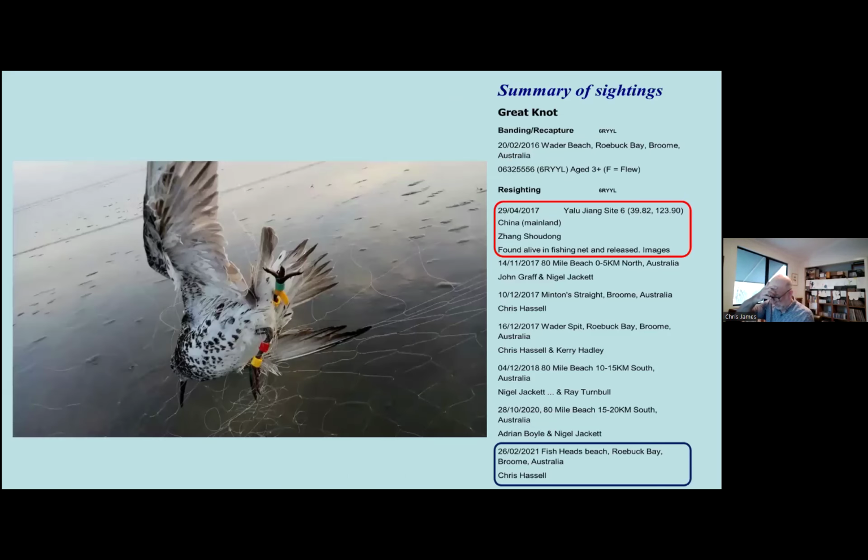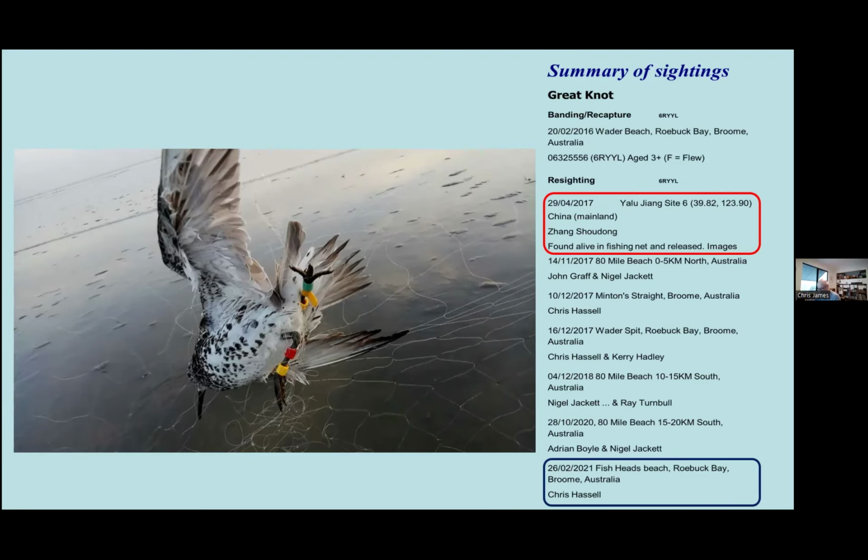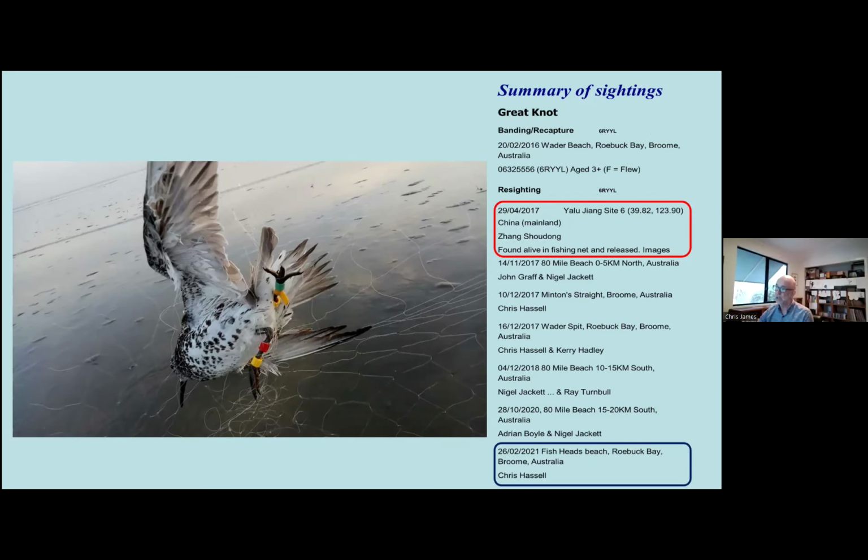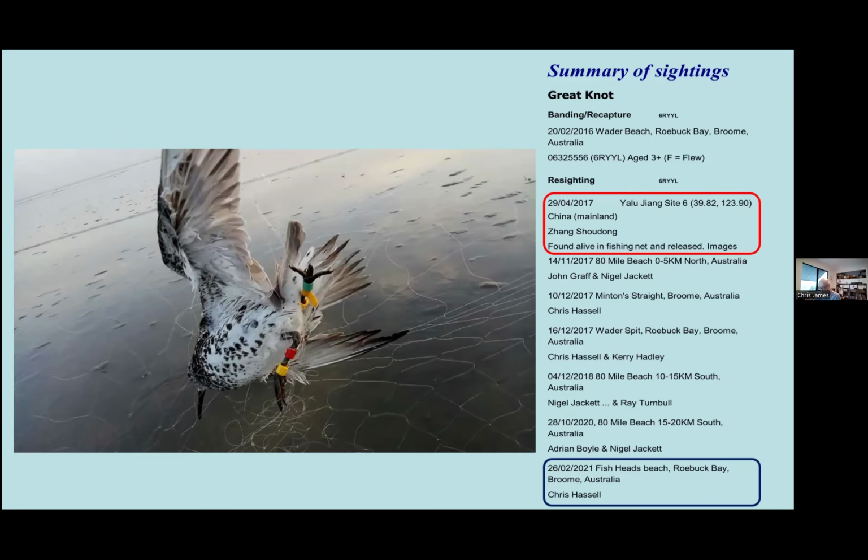So the hard scientific data will come as we build up these databases, but the good news stories can start the minute you start getting resightings. These are quite obvious examples here. This bird was found alive in a fishing net and released, and as you can see down the bottom, 4 years later, at least 4 years later, we know that bird was still alive and well and being seen. So that really needs to be communicated back to, in this case, Xiaodong Zhang, who found the bird and saved it and released it.